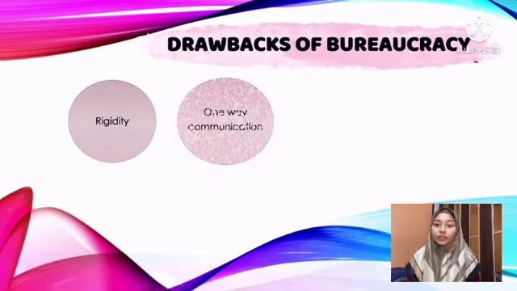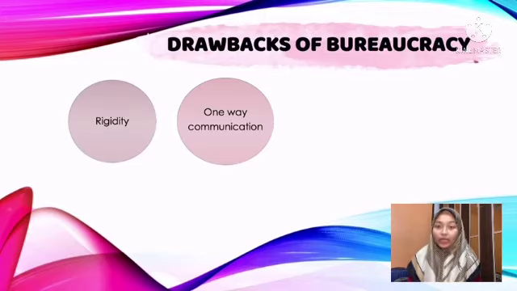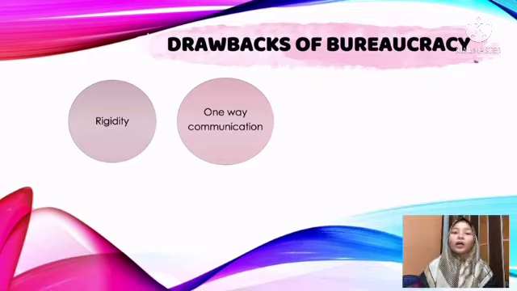The second drawback of this theory is one-way communication. As we know, bureaucratic theory emphasizes the dissemination of information, such as tasks, orders, rules, and laws, that comes from the top-level management to the bottom-level management. However, employees are not asked for input on operational concerns or other ideas in the organization.